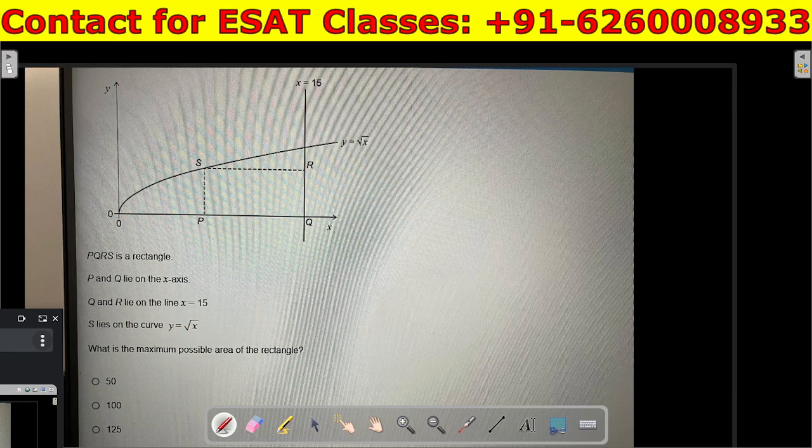PQRS is a rectangle, as you can see. PQRS is a rectangle. P and Q lie on the x-axis. Q and R lie on the line x equals 15.